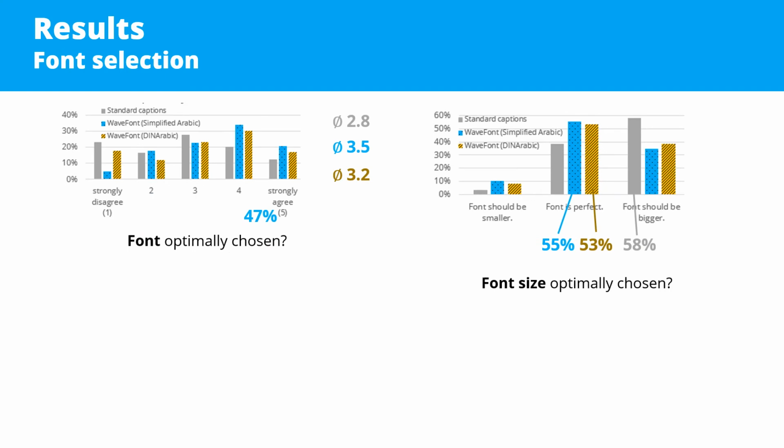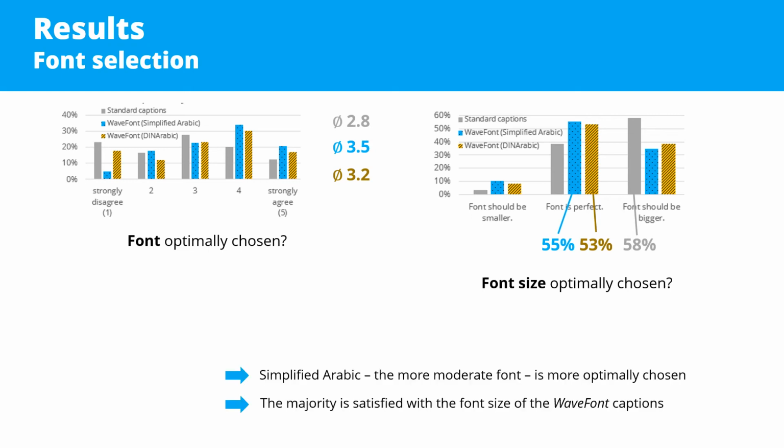Then we asked our participants if the font and the font size are optimally chosen in the three visualizations. From the results, we see that the participants are most satisfied with Simplified Arabic, the more moderate font, which was rated 3.5, and second most satisfied with DIN Arabic. Furthermore, the majority is satisfied with the font size of the WaveFont captions, even if 126 participants accessed the questionnaire with a mobile phone and 7 participants with a tablet.